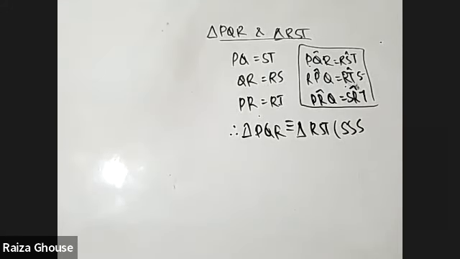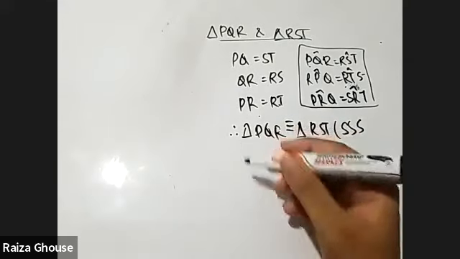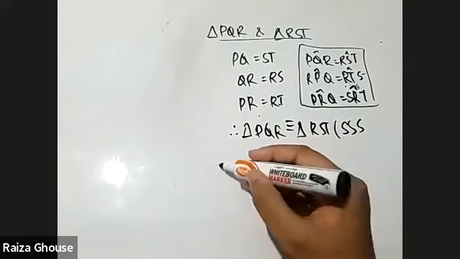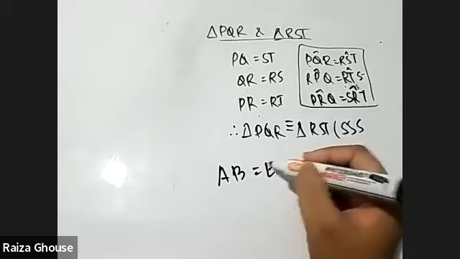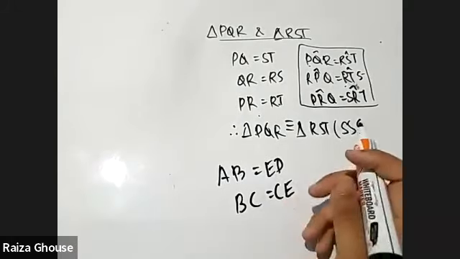Right, Roman number five, Rifana. Can you tell me whether they are congruent? No, they are not congruent. Okay, they are not congruent because there is not enough data for Roman number five. You can see AB side equal to ED side and BC side equal to CE side. Other data is not given, so they are not congruent.